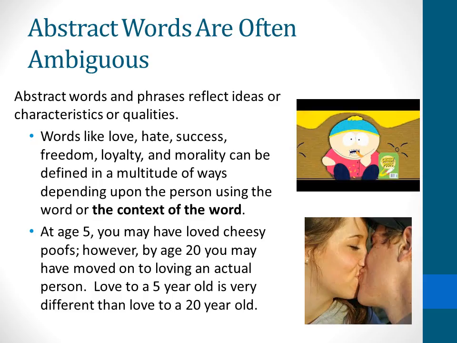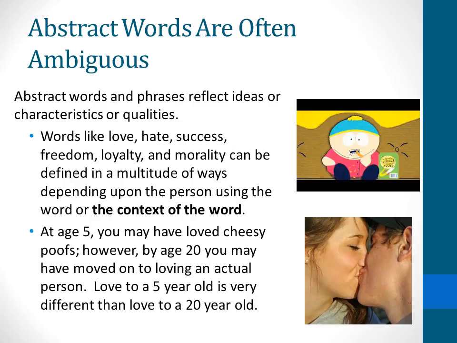One of the issues we often see with ambiguity is abstract words. Abstract words or phrases reflect ideas or characteristics or qualities. They're not concrete. So if you say to somebody, that guy is wearing a blue shirt, we know to look for somebody wearing a blue shirt. However, if somebody says, hey, that guy is wearing a cool shirt, my meaning for cool and your meaning for cool might be completely different.